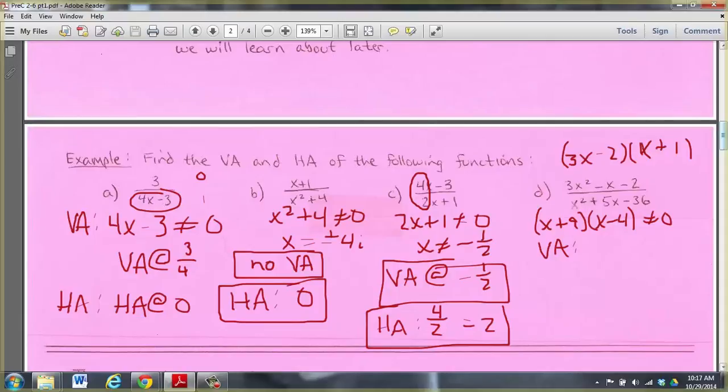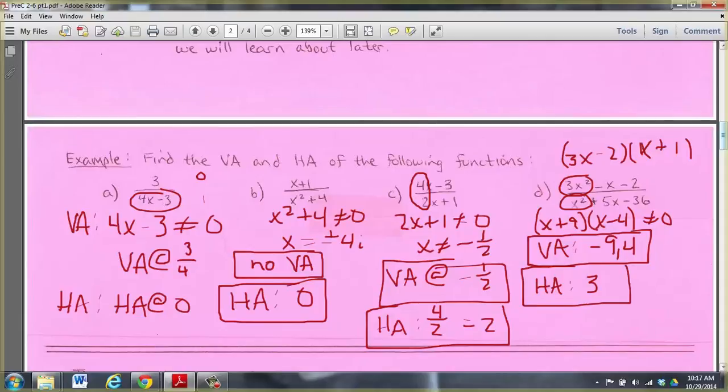So we know that the vertical asymptotes are at negative 9 and 4. And since we have an x squared over x squared, the horizontal asymptote is at 3 over 1, or just 3. Alright, so that's how you figure out the horizontal asymptotes and the vertical asymptotes and the domain of these types of functions.